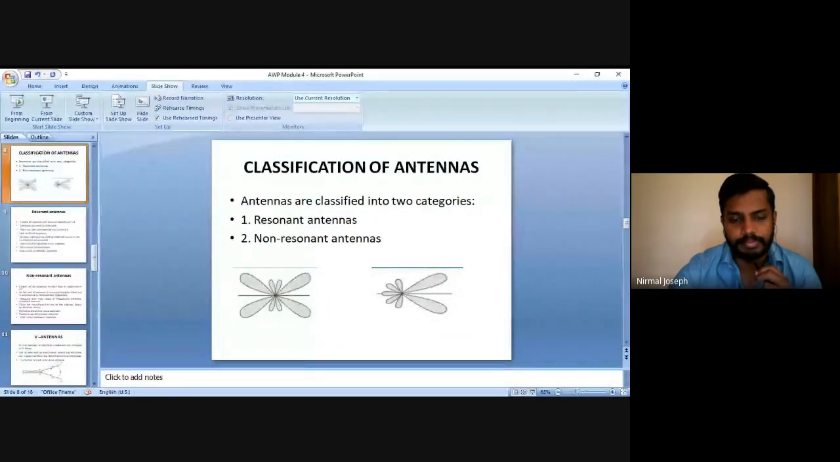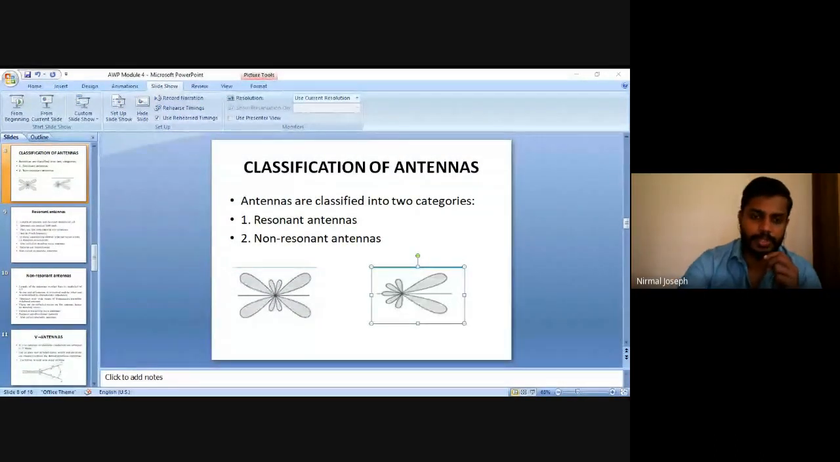Why? The answer is correct only. This one is the resonant antenna, and this is the non-resonant antenna. Or how have you come to that conclusion? If you have the notes I have given, it is given in that. I am arranging this presentation based on the notes only, because in the notes I have covered everything. In the same manner, I am following the presentation.